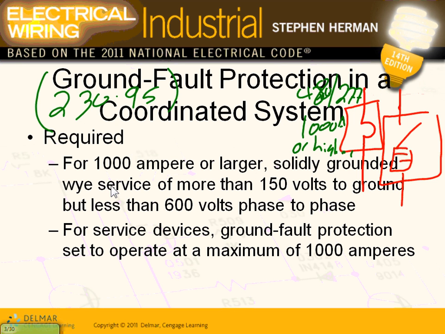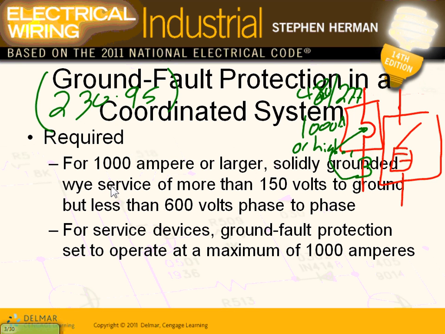Now, on a system 1,000 amp or higher at this voltage, the circuit breaker itself cannot see a ground fault. It will see the ground fault as a load. It wouldn't trip fast enough. So what they do is have a sensor here that senses the ground fault and sends a signal to the circuit breaker to trip. That sensor is only looking at the ground fault.